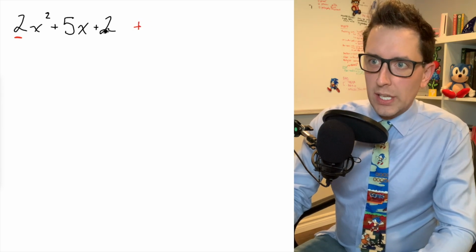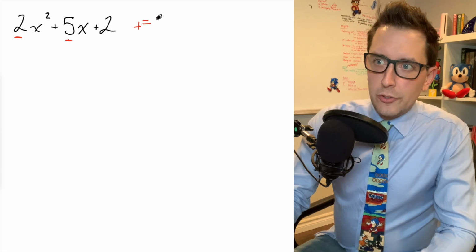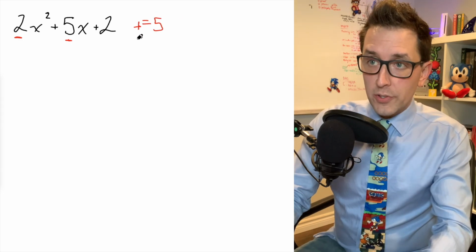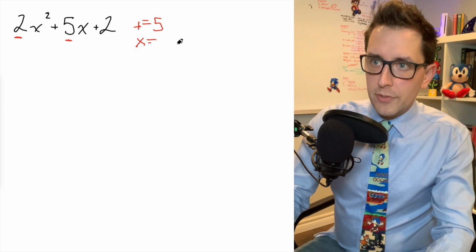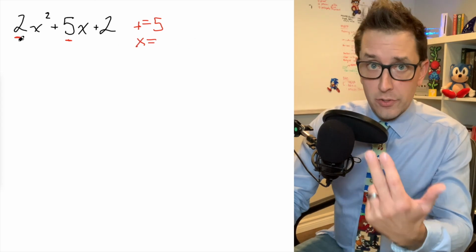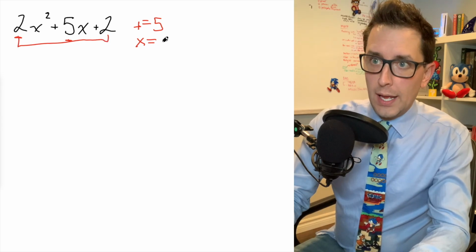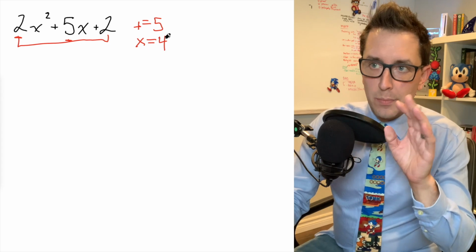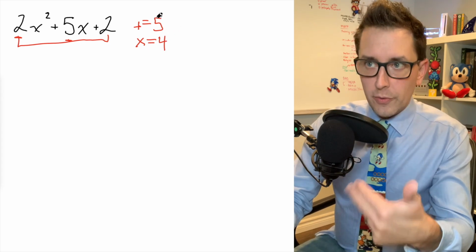You start by looking for two numbers that are going to add to get your b term. And our b term in this case is 5. But the two numbers we choose also have to multiply to give us a times c. And in this case, that's going to be 2 times 2. A is 2 and c is also 2. So 2 times 2 is 4. So we're looking for two numbers that are going to multiply to get 4 while also adding to get 5.